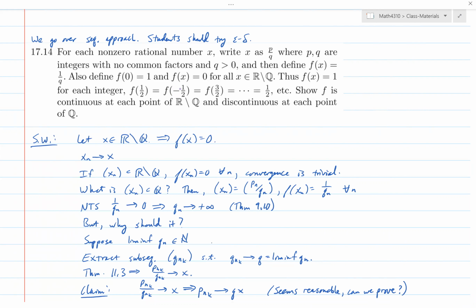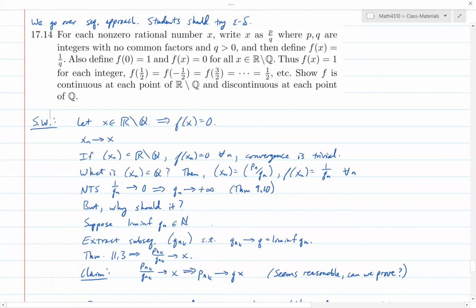So let x be an irrational number. And so right away, we know that f of x is equal to 0, because that's what the definition says: f is 0 on the irrational numbers. And then imagine that you let xn be some sequence that converges to x. I'm not writing a proof, so I should write 'let xn be a sequence of reals that converges to x,' but I'm just giving you the idea of the scratch work.